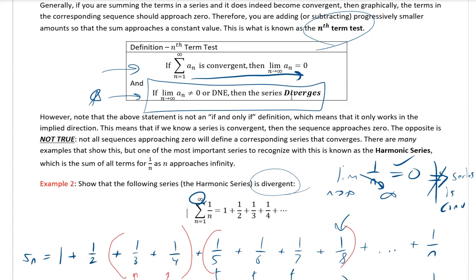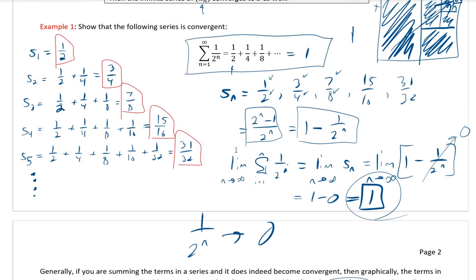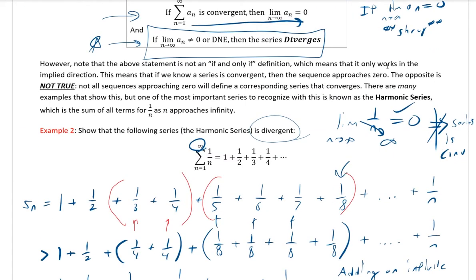But if it equals 0, so you can also add to this, if the limit of a sub n equals 0, shrug. We don't know what that implies. It could go to a convergent sequence or series like example 1 did. These values technically go to 0, but this is a convergent series. Or they could diverge like the harmonic series. So that would be inconclusive.